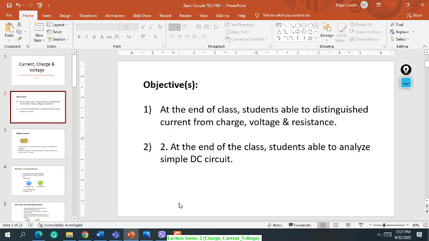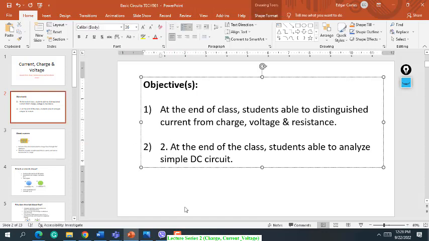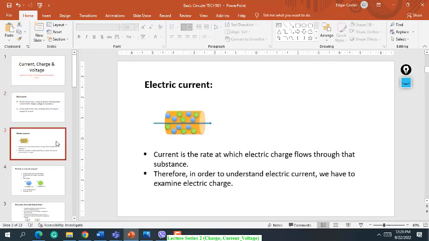So at the end of the class, please mute so that we don't get feedback. At the end of the class, students should be able to distinguish current from charge, voltage, and resistance, although resistance will be discussed in the next meeting. The second objective is that students should be able to analyze simple DC circuits. That is the evaluation part. So let's proceed with the second slide.